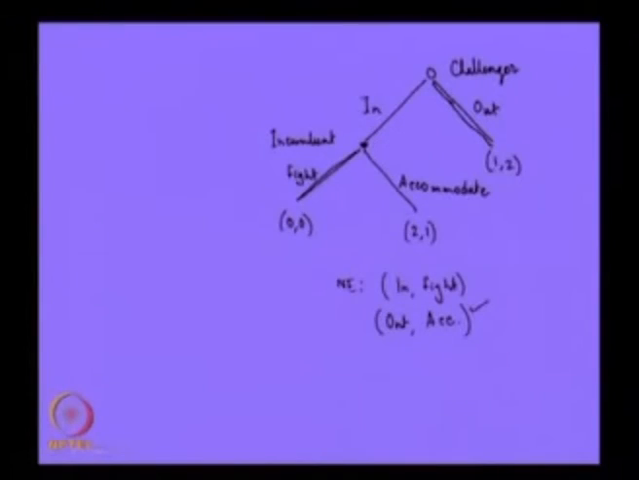Now, one way to justify such kind of behavior, which is out of the terminal history induced by the strategy profile. This is the terminal history induced by this strategy profile. Now, out of this terminal history, how do we justify the action which is fight here? One way to justify that is that well, the equilibrium action profile or strategy profile is out and accommodate, but it may happen that the challenger sometimes experiments.